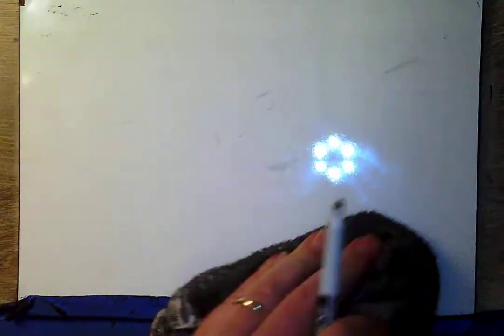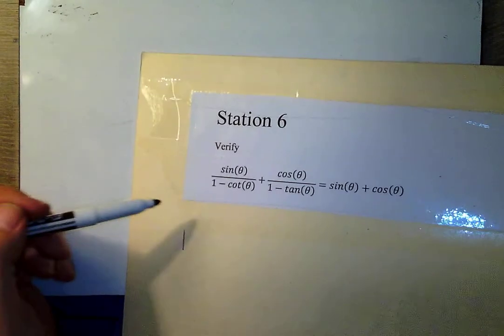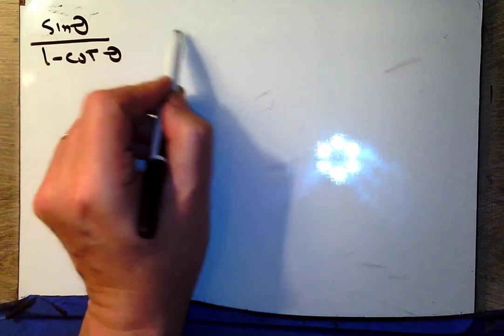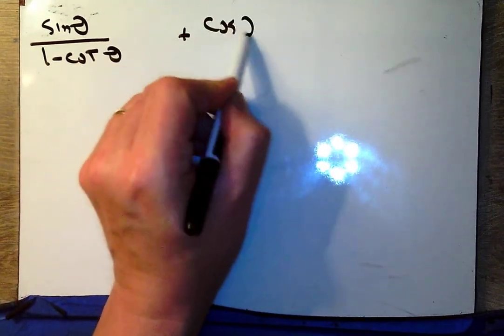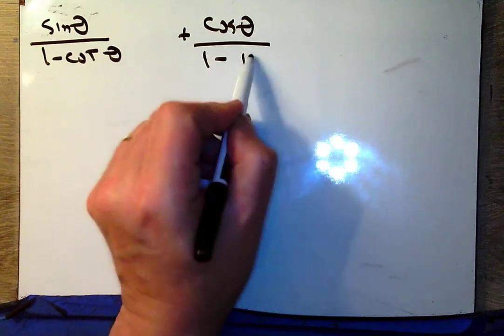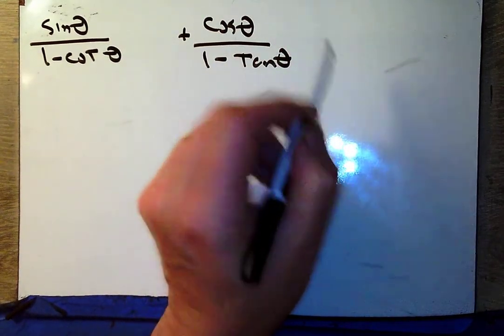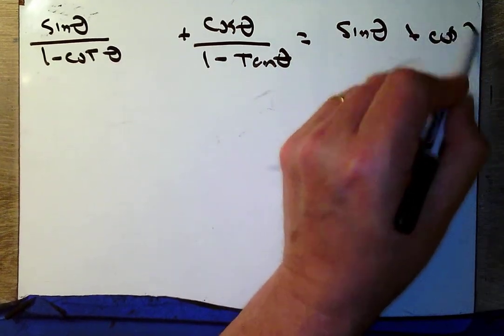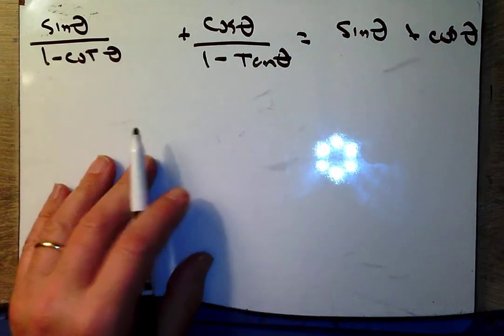Excellent. How about station 6? Let's take a look at station 6. Ooh, it's got stuff. Verify that sine theta over 1 minus cotangent theta plus cosine theta over 1 minus tangent theta equals sine theta plus cosine theta. Ew.